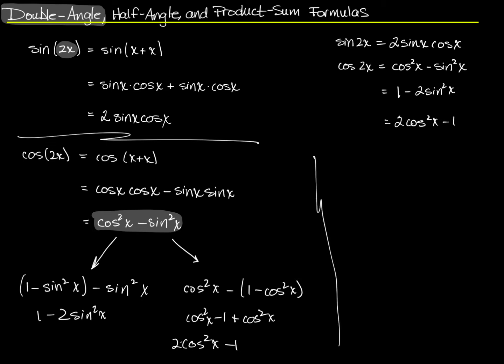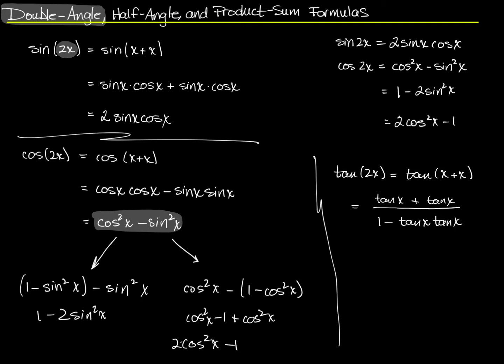All right, let's take a look at tangent. The tangent of 2x is the tangent of x plus x, which is equal to the tangent of x plus the tangent of x over 1 minus the tangent of x times the tangent of x. And again, all I'm doing here is treating this like the formula for the tangent of the sum of two angles. It's just that in this case, those two angles happen to be the same angle. So if this had been a plus b, I'd have an a here and a b here, and an a here and a b here, but a and b are the same.